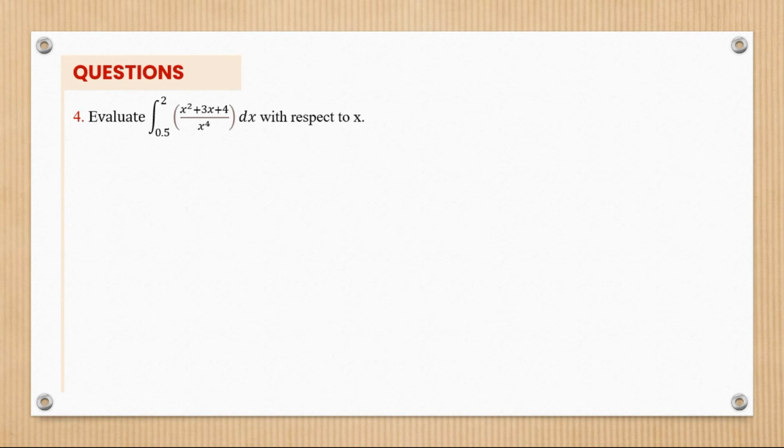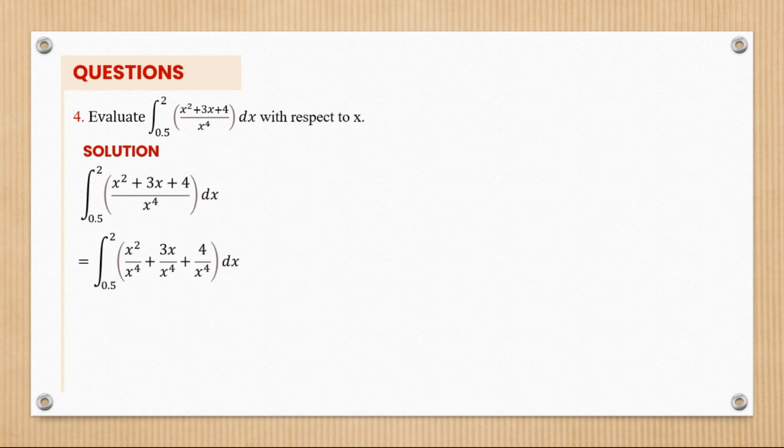Alright, another question. We're being told to evaluate another integral. The upper limit is 2 and the lower limit is 0.5. Evaluate x squared plus 3x plus 4 over x to the power 4 dx with respect to x. This is another easy one. So how do we solve this?